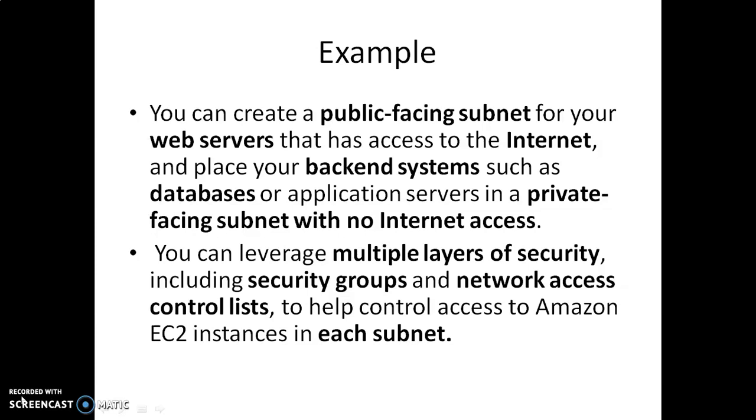You can leverage multiple layers of security, including security groups and network access control list, that is NACL, to help control access to Amazon EC2 instances in each subnet. Now let's go to the console and see how exactly VPC looks like. We can create our own VPC, and see what are the attributes or the features that we can apply.